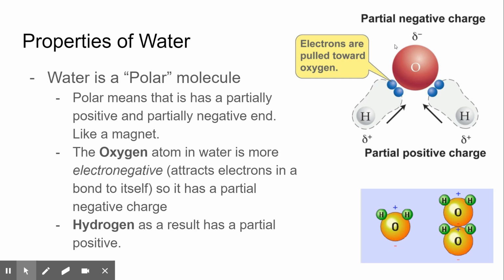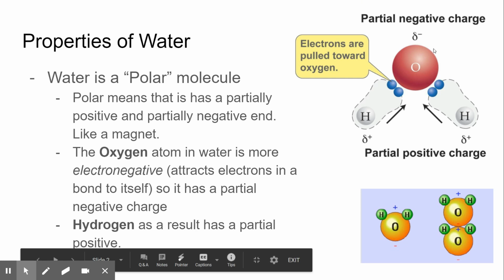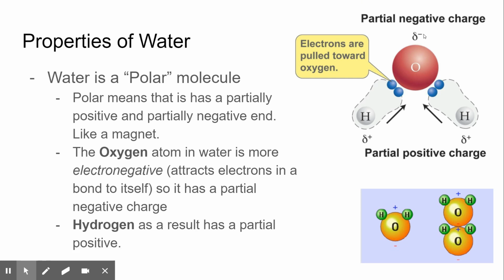What makes it special is mostly because it is a polar molecule. So polar means that one part of it has a partial negative charge and the other part has a partial positive charge. Okay, so it's kind of like a magnet. You know how a magnet has a north and a south end? Well, a water molecule has a positive end and a negative end. All right.